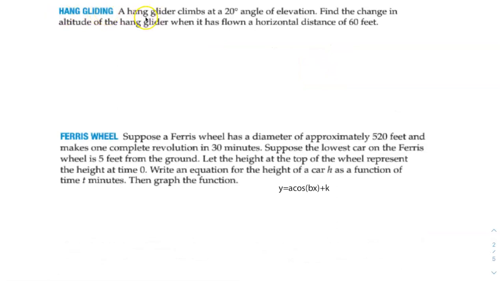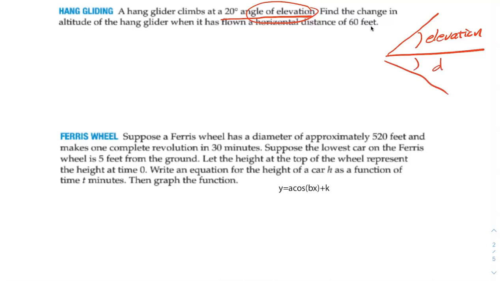Hang gliding. A hang glider climbs at a 20-degree angle of elevation. Find the change in altitude of a hang glider when it has flown a horizontal distance of 60 feet. So the key here is angle of elevation. Anytime you see those words, especially angle of elevation or depression, you want to think horizontal line. So you draw a straight line, elevation's above that, and a depression will be below that. So it's all based off the straight line. Anytime you hear angle of elevation or depression, draw a straight line. Elevation will be above it, depression will be below it.